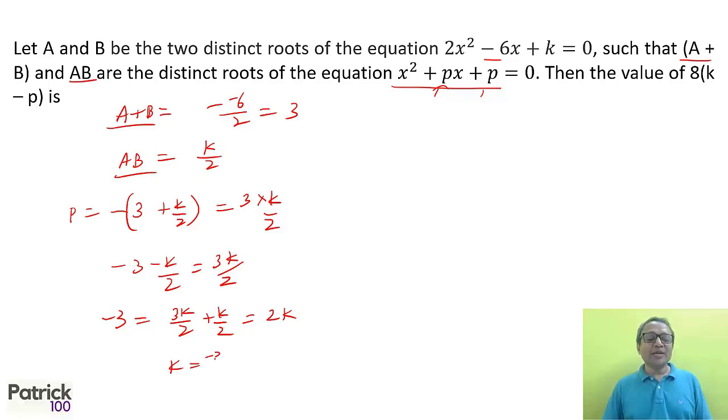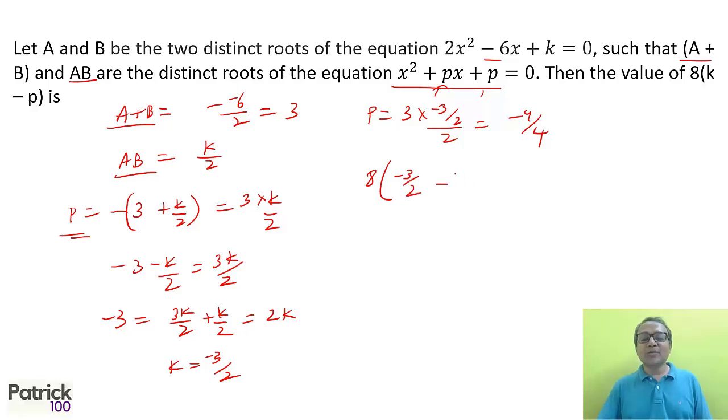Or k will give you minus 3 by 2. So I got k. So what's the value of p? P is 3 into k by 2. So p is equal to 3 into k by 2, minus k by 2 upon 2, which becomes minus 9 by 4. Substitute 8 into k minus p, k is minus 3 upon 2, minus of minus 9 by 4. Solve this. 8 minus 6 by 4 plus 9 by 4.